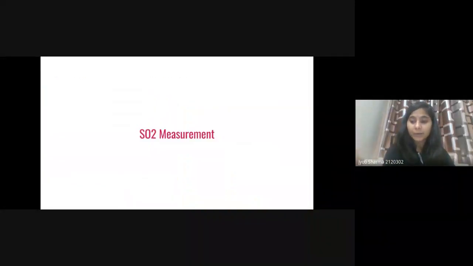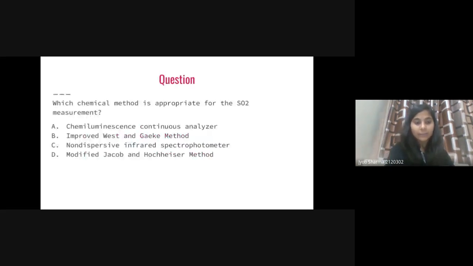Okay, anyway, so we talked about particulate matter 2.5. So let's talk about how we can measure sulfur dioxide, right? First you should know what chemical method we are using to calculate the concentration of sulfur dioxide. So I have four options: chemiluminescence continuous analyzer, improved West-Gaeke method, non-dispersive infrared spectrophotometer, and modified Jacobs and Hochheiser method. So you have to tell me what method we use for the calculation of sulfur dioxide.